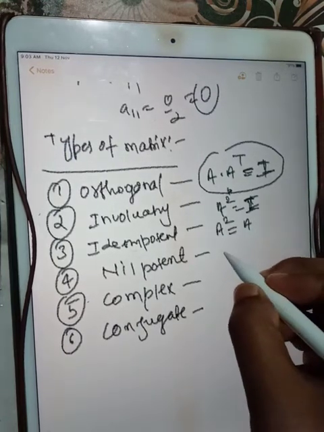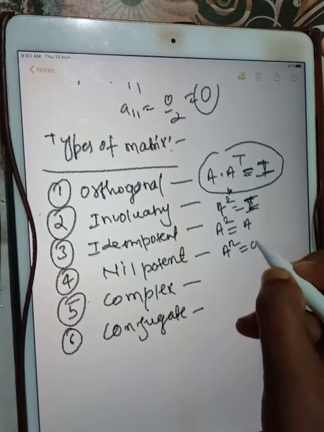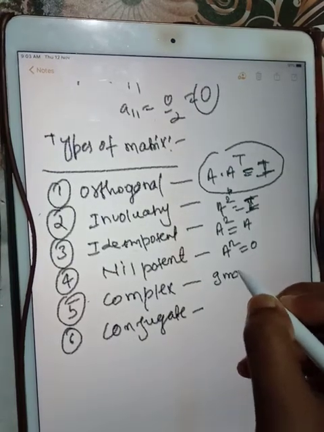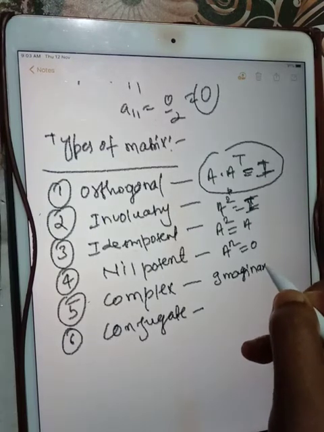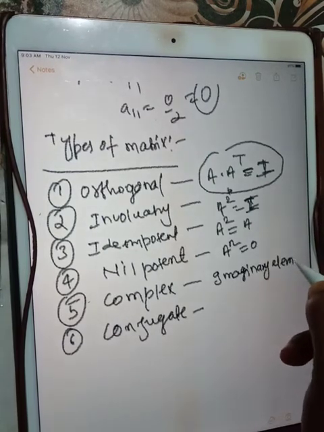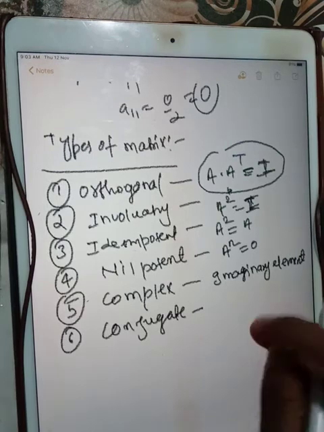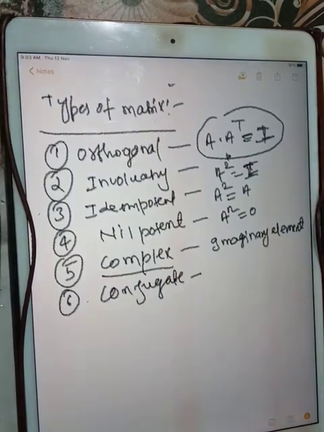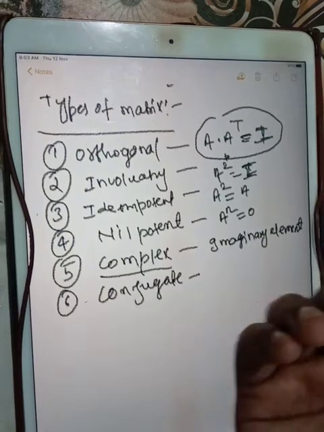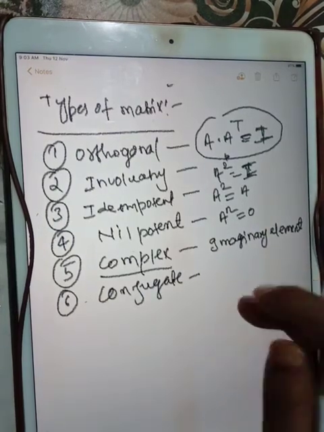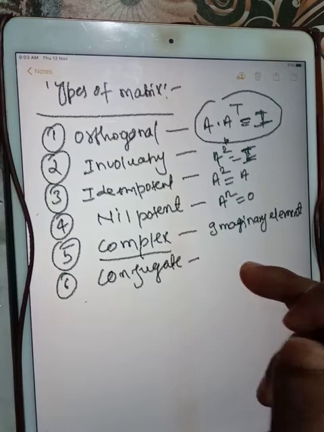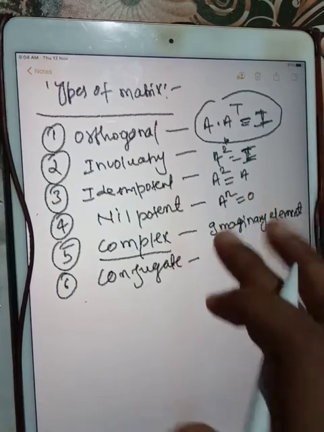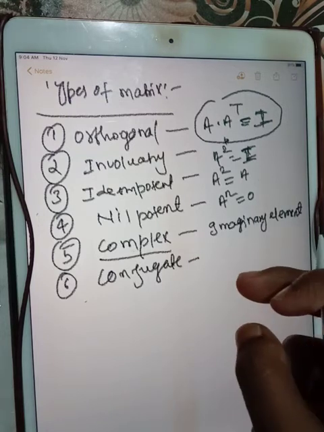Now nilpotent, that is A to the power n equals 0. Complex means having an imaginary element as an element of that matrix. Conjugate: if a matrix is given and we are asked about the conjugate of that matrix, we have to take the conjugate of every element of that complex matrix, and after writing them out, that matrix will be known as the conjugate matrix.